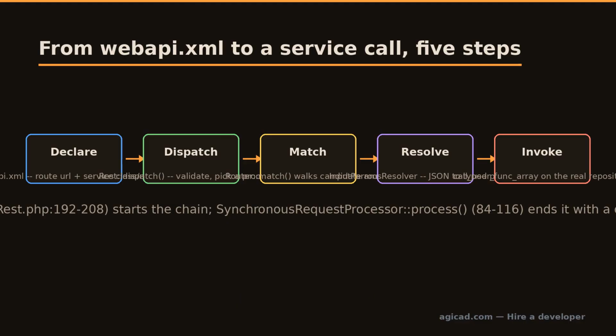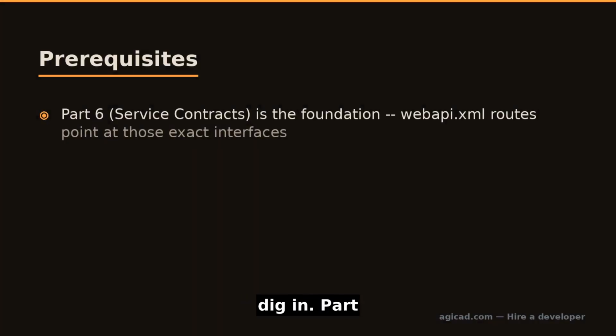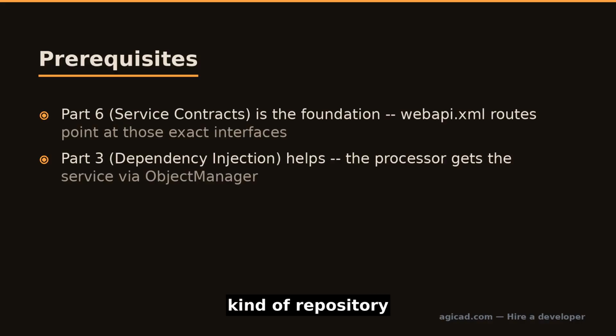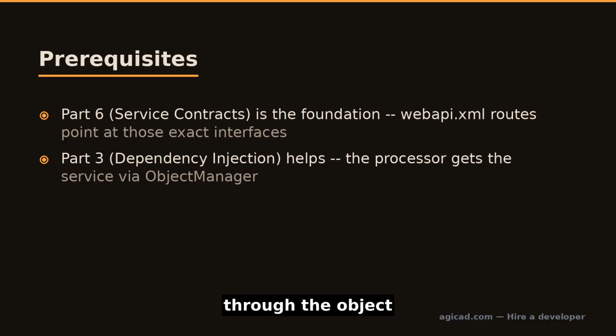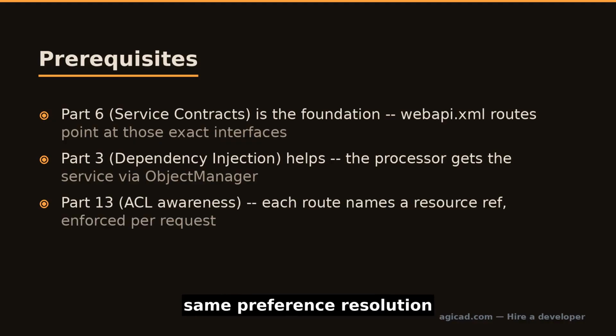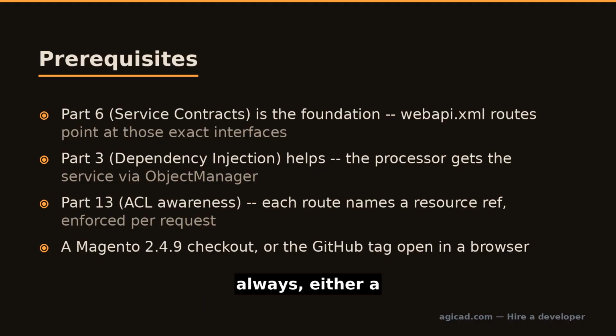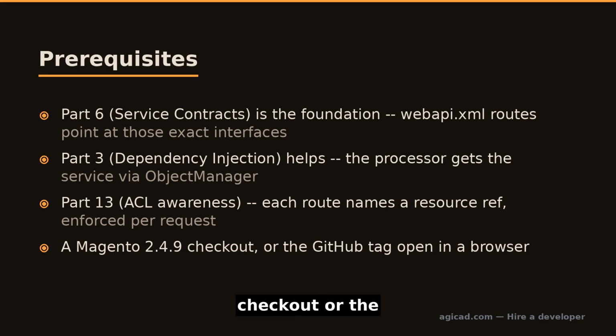A few things help before we dig in. Part 6, on service contracts, is the real foundation here. Every route we are about to read points at exactly the kind of repository interface that part covered. Part 3, on dependency injection, helps too: the processor at the end of the chain retrieves the live service through the object manager, using the same preference resolution we traced back then. Some awareness of access control resources is useful, because every route names one and the framework enforces it on every request. And as always, either a real Magento 2.4.9 checkout or the GitHub tag open in a browser, so you can follow along in the real files.